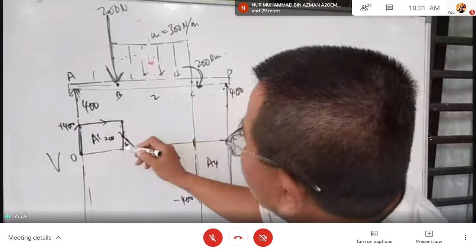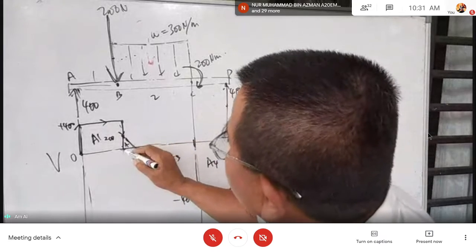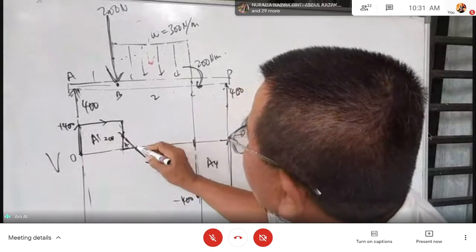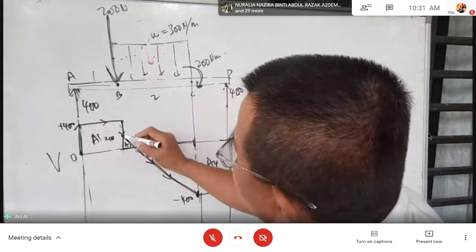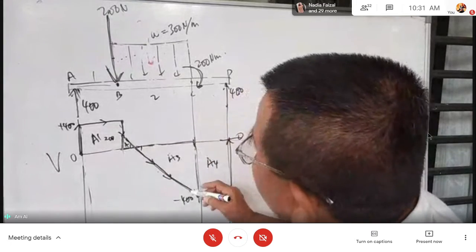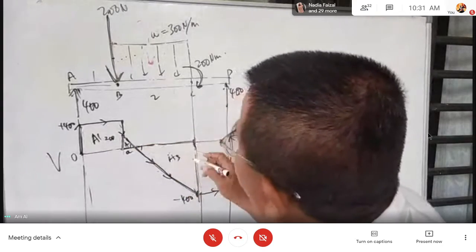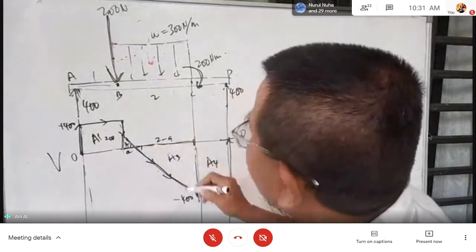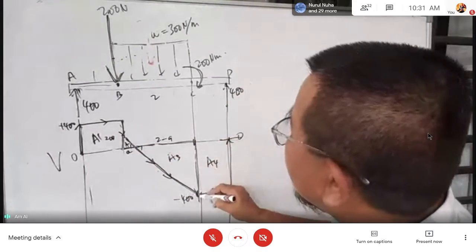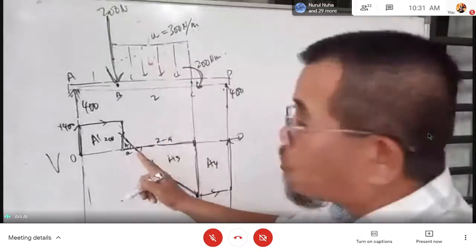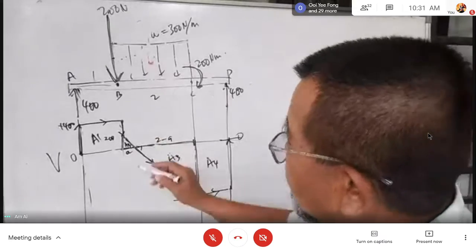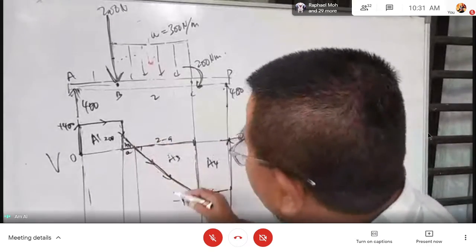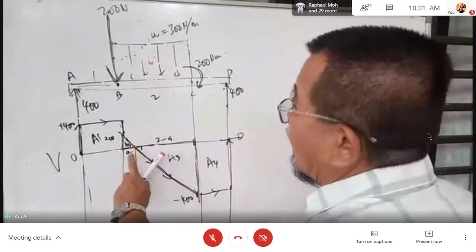So I have to decide. From here to here is 2 meters, but this is very small here. And then the angle must be the same. The height is 200, the height is 400 there. So this must be A, so this must be 2 minus A. 400 here. So I have to solve the A first because I have to calculate the area 2 there. See that?